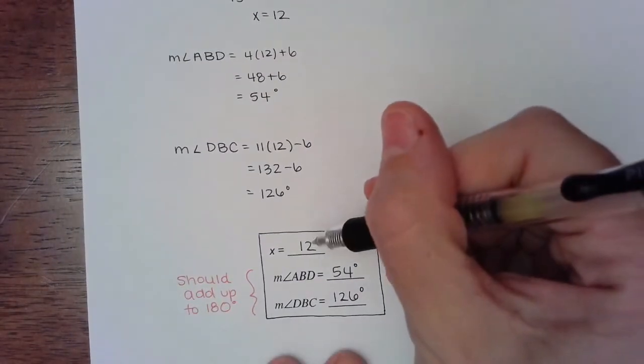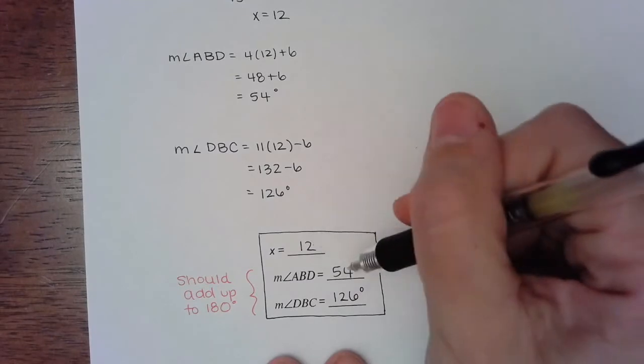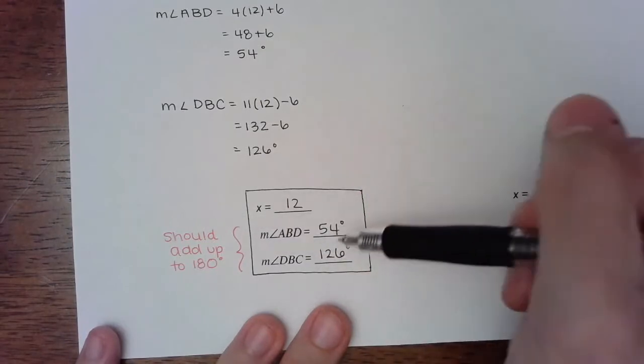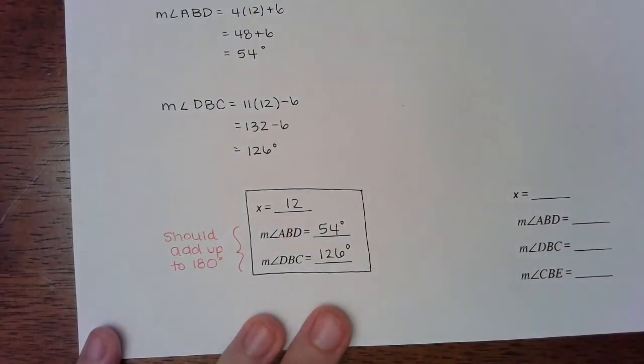So when you write your answer to the question, you get what x is equal to, and then you get the two pieces for the angle. Notice how there's a note here that says that this piece plus this piece should add up to equal 180 degrees. Because they make a straight line, you can check your work and make sure that the two numbers you got add up to equal 180.